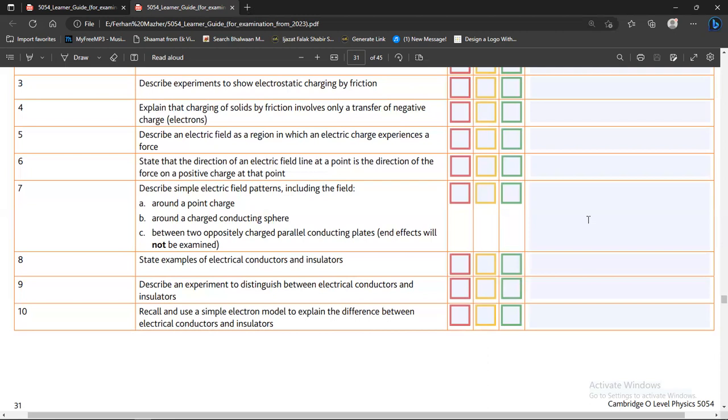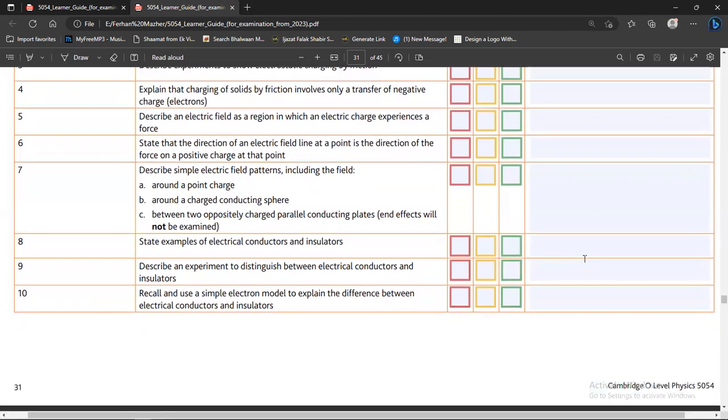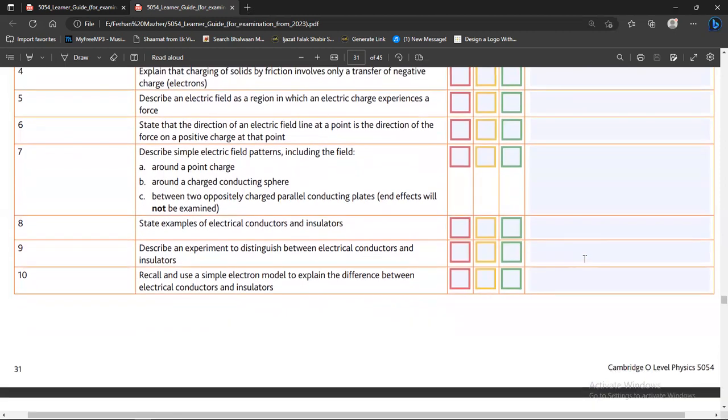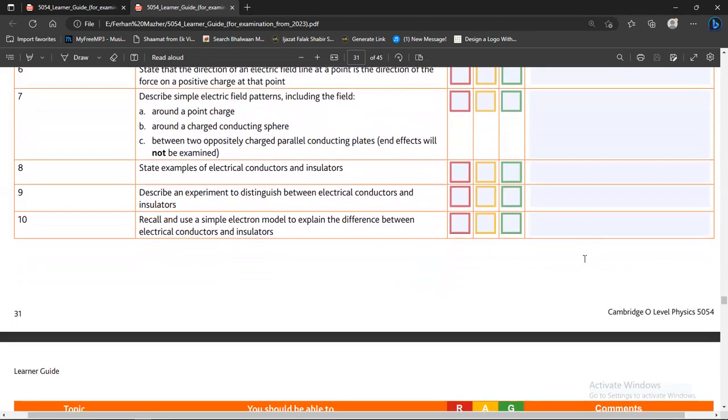State examples of electrical conductors and insulators. Describe an experiment to distinguish between electrical conductors and insulators. Recall and use a simple electron model to explain the difference between electrical conductors and insulators.